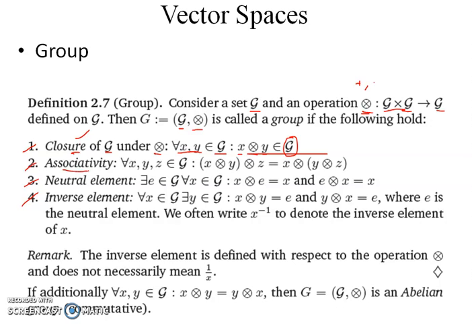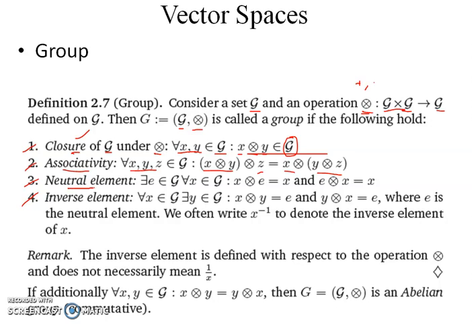Then the associative property: we consider three elements from this set, and the grouping of those elements by performing the given operation should result in the same value. That is, x operation y combined together, and then the result is added or multiplied with the third element, is the same as the result when the first element is multiplied or added with the second and third elements combined. So this is the property of associativity.